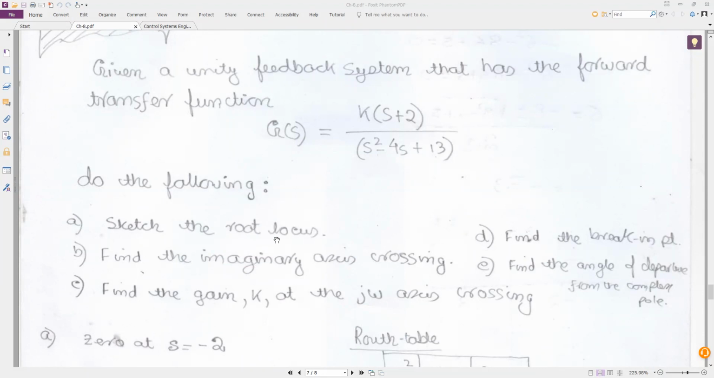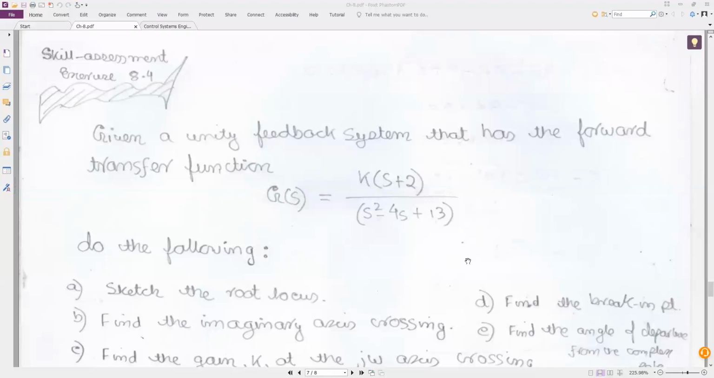Sketch the root locus. Find the imaginary axis crossing. Find the gain k at the imaginary axis crossing. Find the break-in point and breakaway point. Find the angle of departure from the complex poles. The last thing we have not discussed yet.